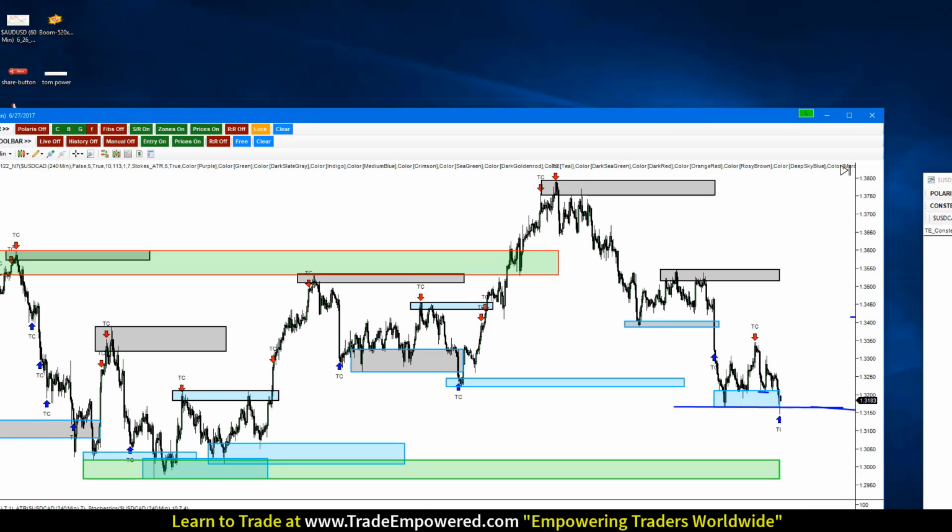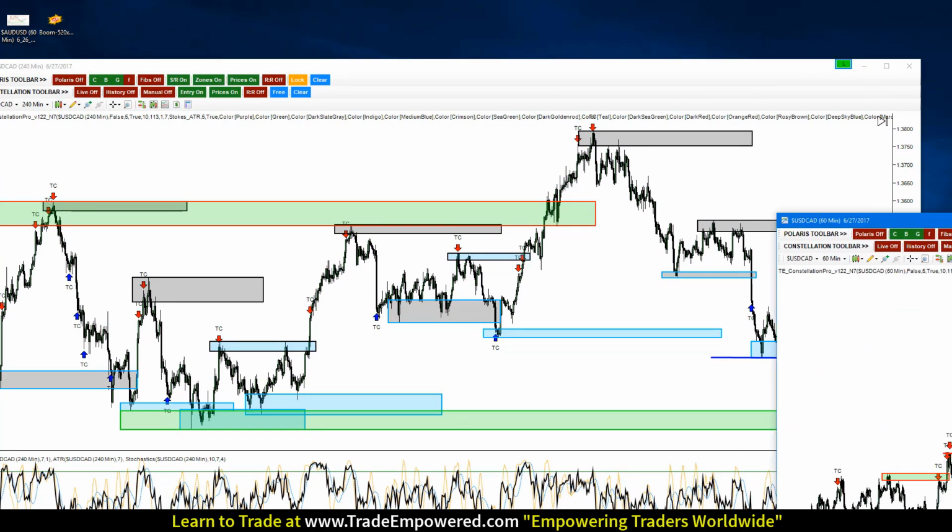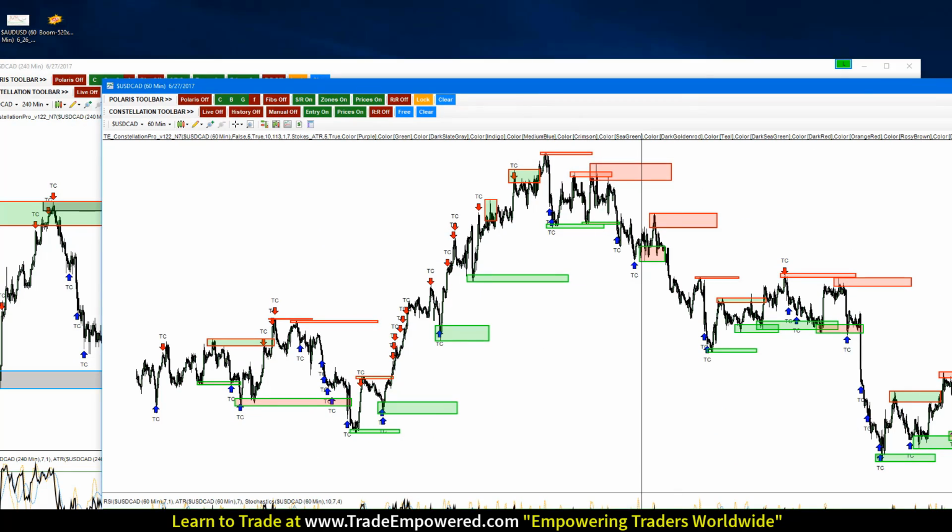Up about 10 pips right now, which is not much at all. But you can see price actually started rolling over in my direction. So we'll see how it turns out.